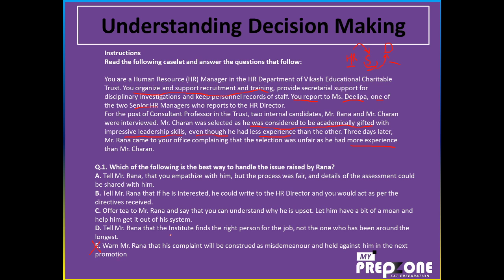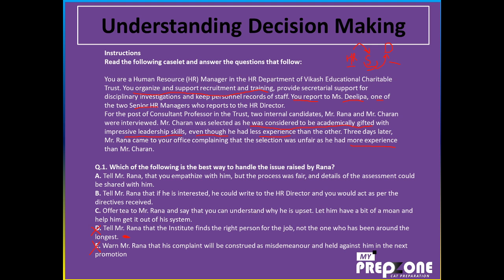Tell Mr. Rana that the institute finds the right person for the job, not the one who has been around the longest. Absolutely. This seems a good option. But let me tell you one thing. Mr. Rana already knows that he has more experience than Charan, and Charan was hired and he was not. So Mr. Rana already knows that the institute has chosen a person with less experience. Then if you tell the same thing to Mr. Rana, it is very repetitive in nature. Why do you even have to say this thing? Mr. Rana knows it.